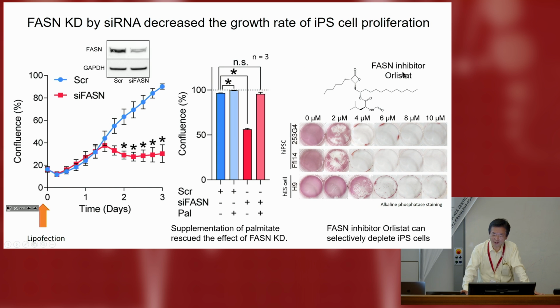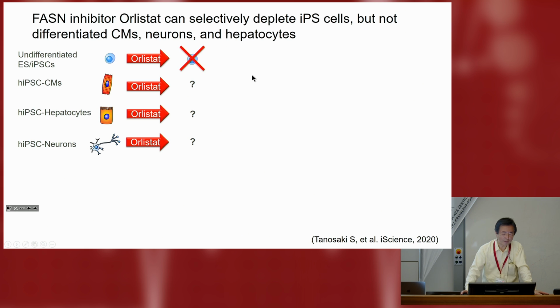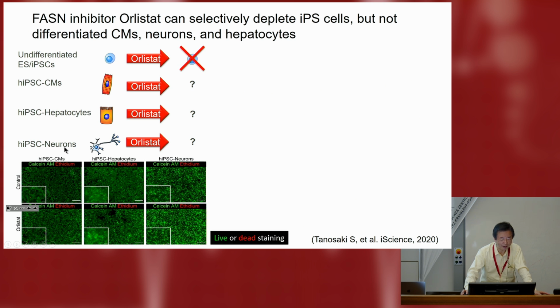Next we used a FASN selective inhibitor, orlistat. Orlistat is like this, and this is clinically used. And as you can see, the FASN inhibitor orlistat can selectively deplete iPS cells in a dose-dependent manner. So FASN might play an important role for iPS proliferation. So what about other type of cells? As I have explained, undifferentiated ES or iPS cells cannot survive under orlistat. So we performed this experiment. We used human iPS-derived cardiomyocyte, hepatocyte, and neurons, and confirmed the effect of orlistat.